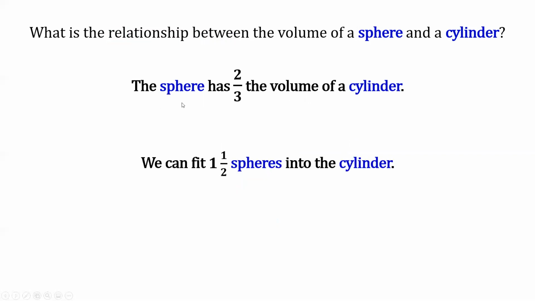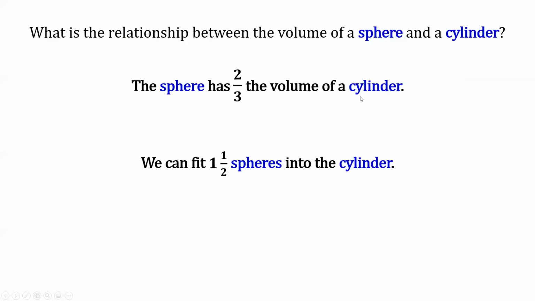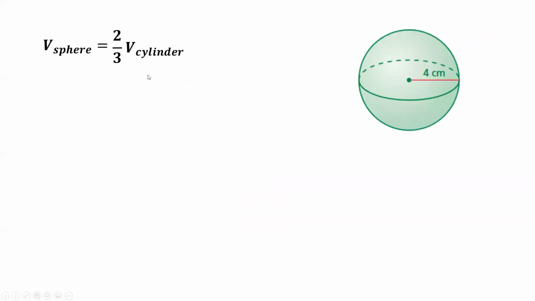What that means is that we can fit 1.5 spheres into the cylinder. So once again, the cone was 1/3 the volume of the cylinder, which meant we could fit 3 cones into the cylinder. The sphere is 2/3 the volume of the cylinder, meaning we could fit 1.5 of them into the cylinder. We can now use this to create a formula for the sphere. The volume of the sphere will be 2/3 the volume of the cylinder. Once again, it's 2/3 because it took up 2/3 of the room. The cone was 1/3, the sphere is 2/3.